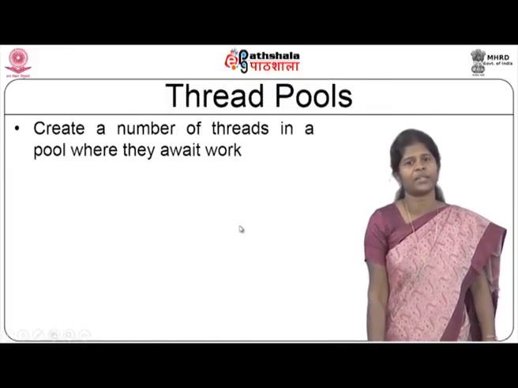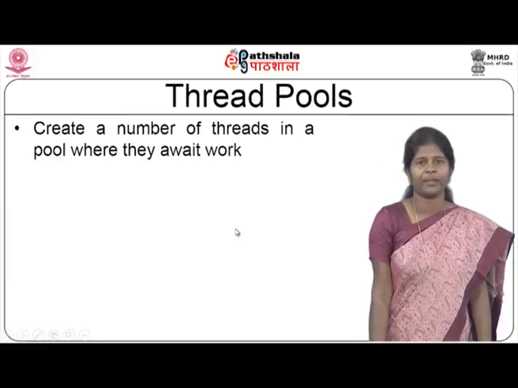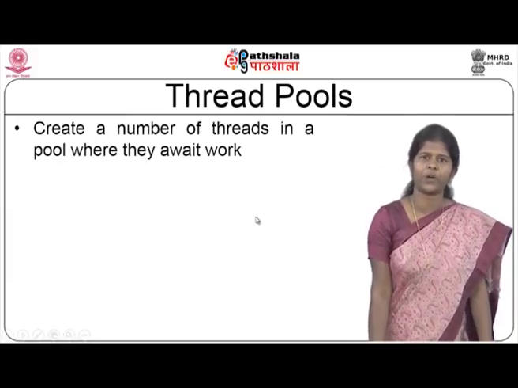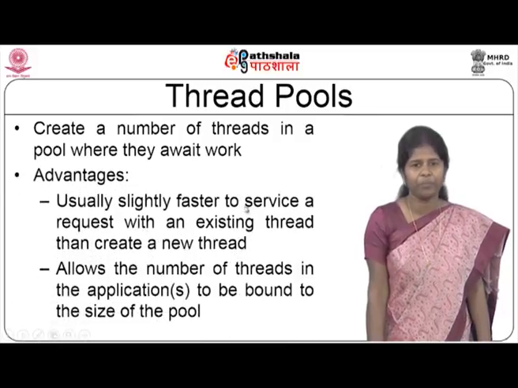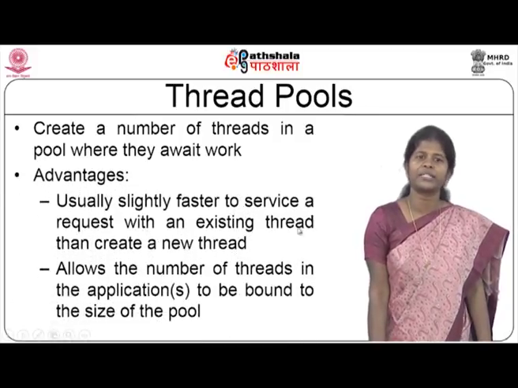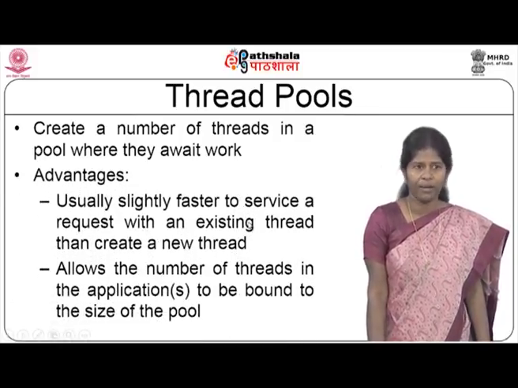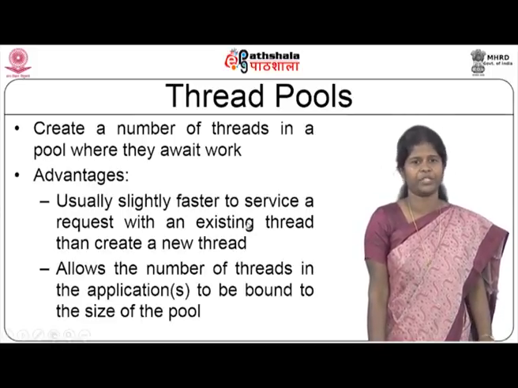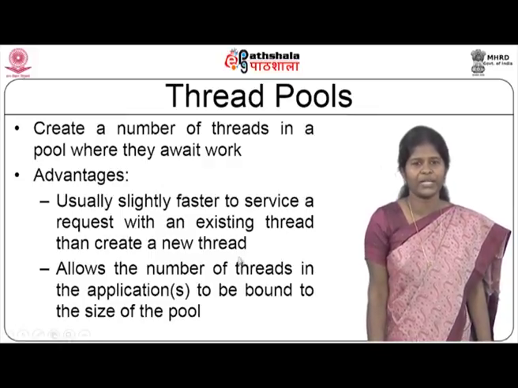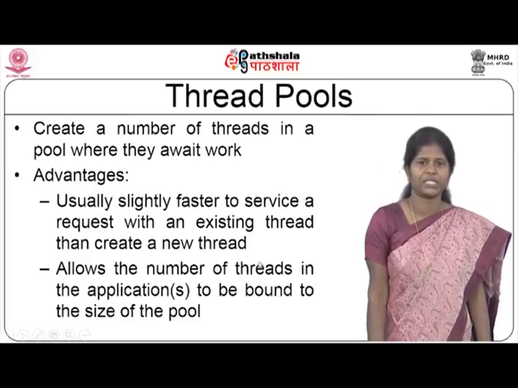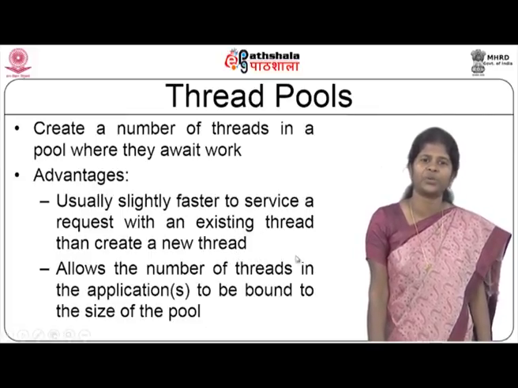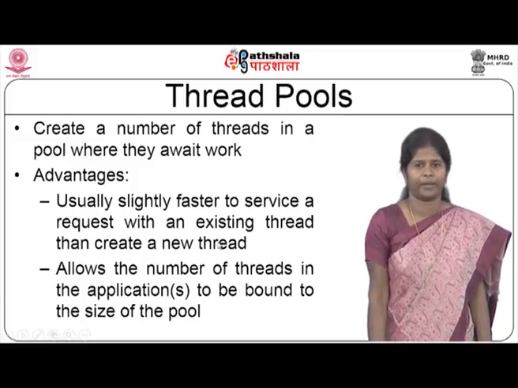And then you have something called thread pools. Rather than letting a process create any number of threads, the number of threads that are created is limited. Beforehand, a number of threads is created and kept in a pool where they await work. So, whenever a service is needed, the process looks at this thread pool and tries to use that particular thread.